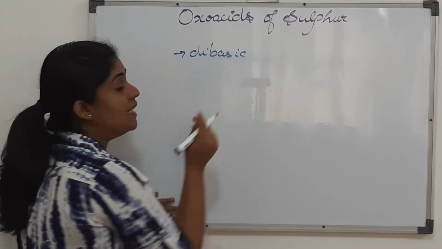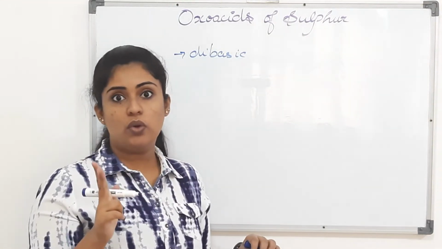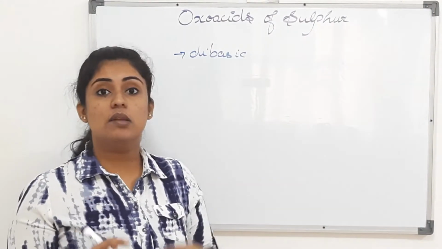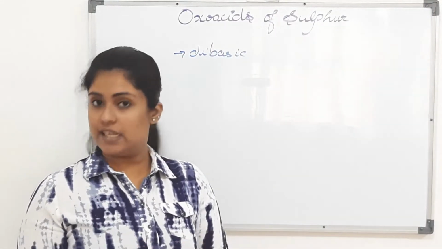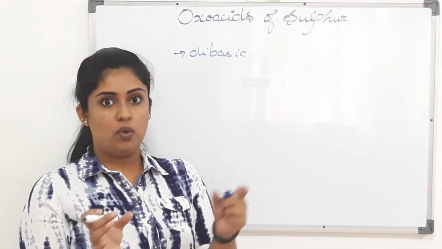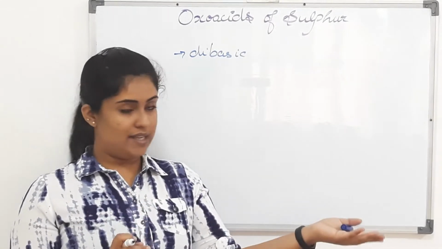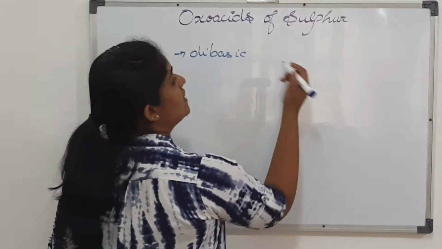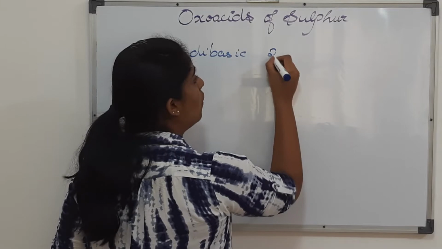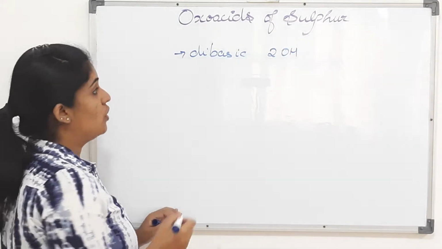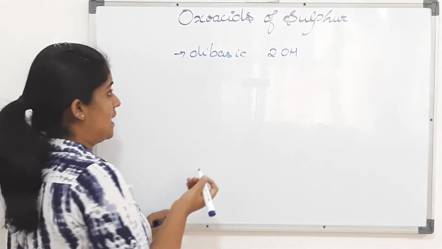It means that the structure has two protonable hydrogens, which means that there are two hydrogen atoms in the structure that can be easily removed as H+. And this is possible when we have an OH unit, where from the OH, one of the H can go out as H+. So it simply means that all the oxoacids of sulfur have two OH units. The second point to remember is their oxidation states.